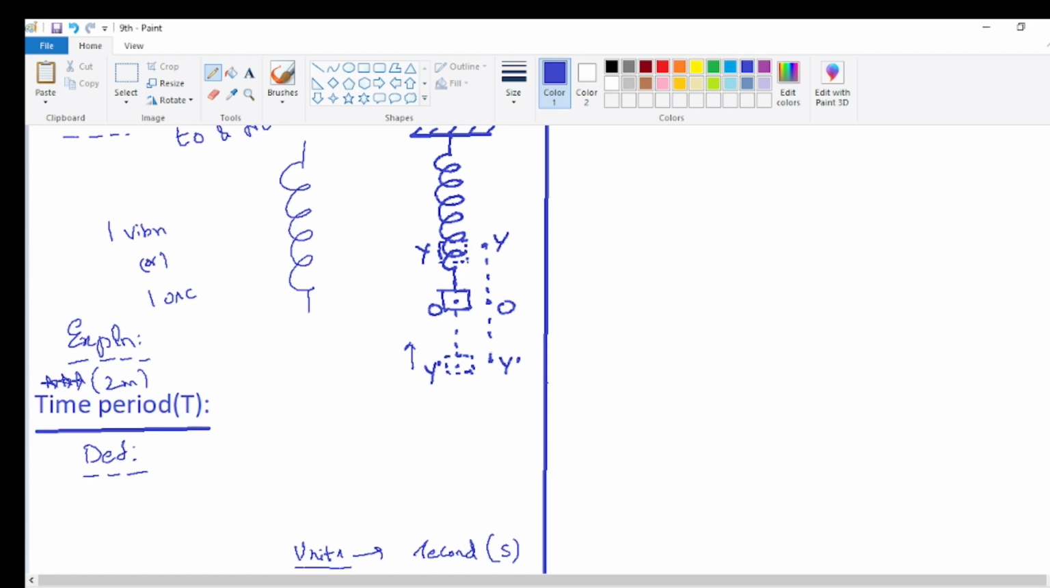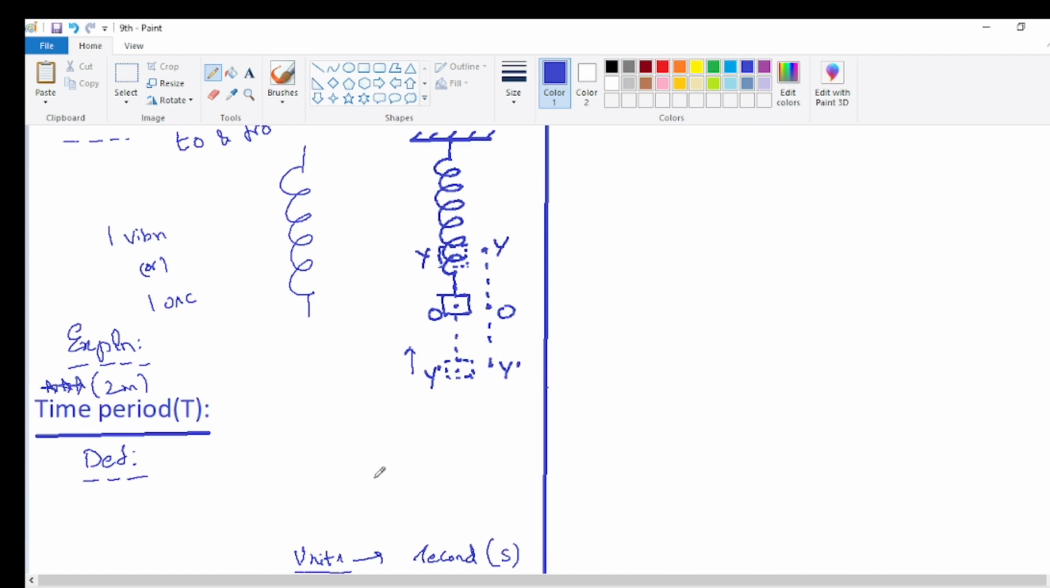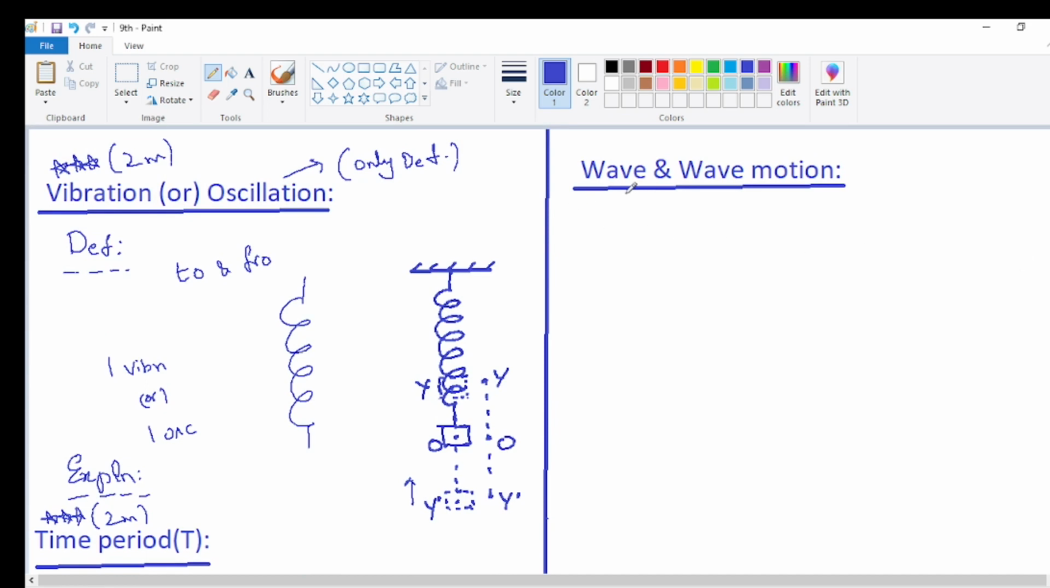So that's about the definition of the time period. Now, based on these two quantities, the meaning of wave and wave motion, that is the definition of a wave and wave motion, can be understood very easily. What is the definition of a wave? So what is the meaning of wave and wave motion? Now this can be understood from a very simple example or from a very simple diagram.